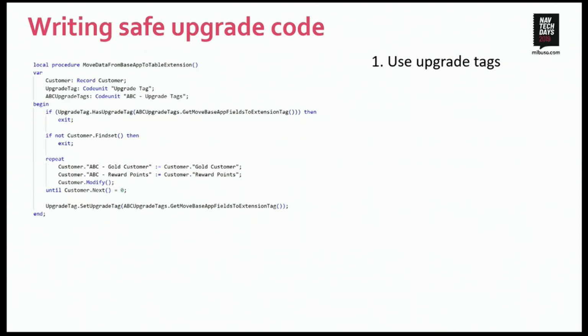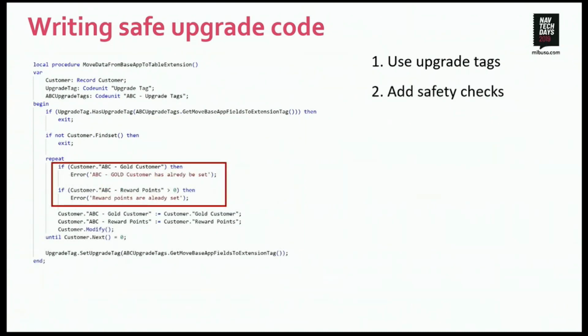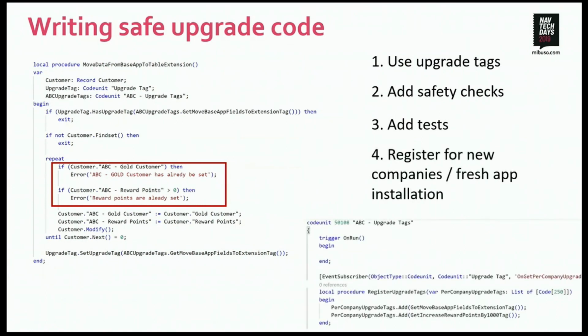So our recommendation is use upgrade tags. Don't trust the upgrade tags as well. If you can, add additional safety checks, like here. The gold customer should not be set to true, and they shouldn't have the reward points, right? You should error out, because even the upgrade tag system can have the bugs, and test it. And the last thing is register for the new companies and for the fresh app installation by using this trigger that I have shown you.